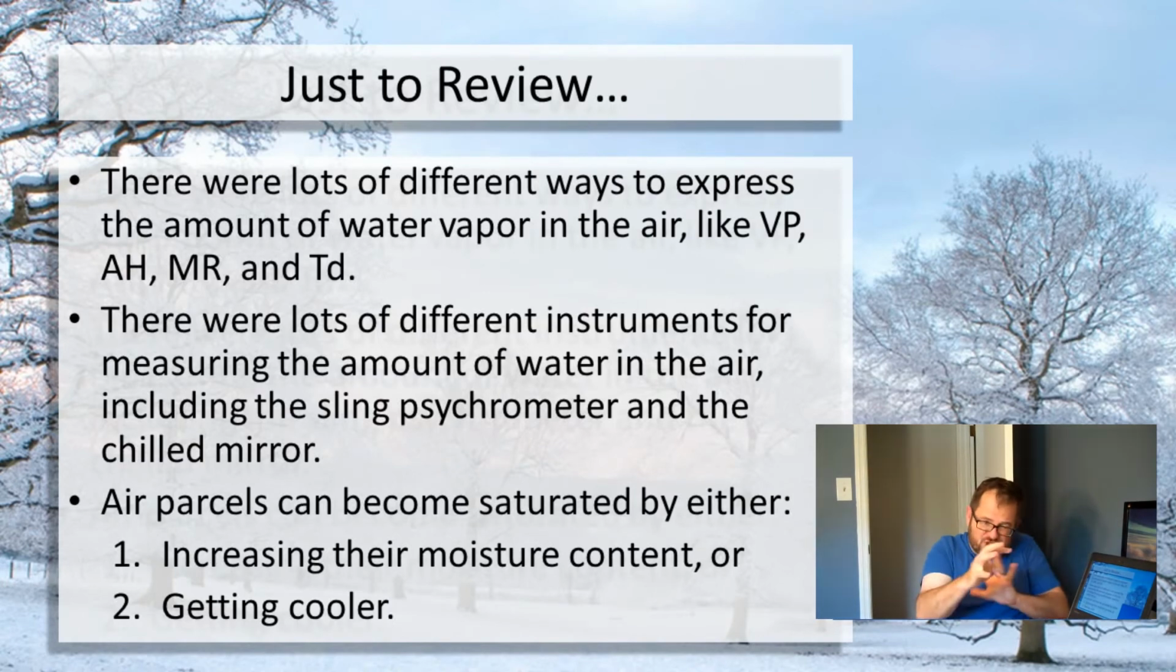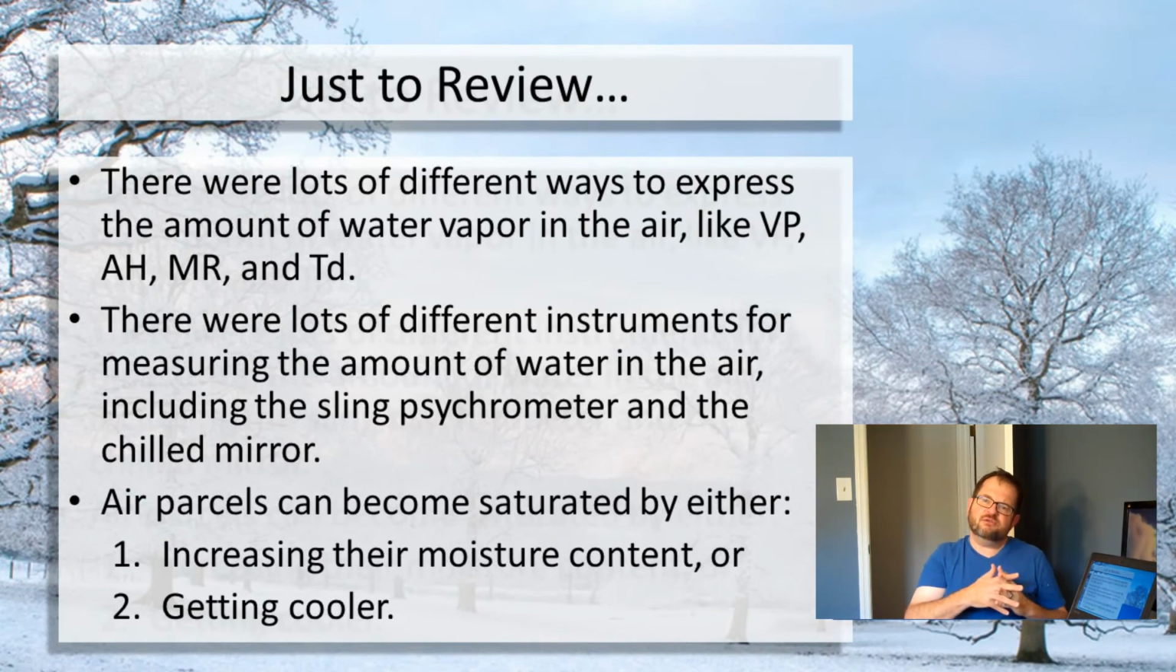Now, just to review, originally we were going to have all the stuff about how we get clouds and how we get condensation and all that. No, we moved that to a later lecture. But in this lecture, what we reviewed is that there are a whole lot of different ways to express the amount of water vapor that's actually in the air, like vapor pressure, absolute humidity, mixing ratio, or dew point. All of those depend on the amount of water vapor actually in the air at the present time. There were also lots of different instruments for measuring it. We focused on the chilled mirror hydrometer and the sling psychrometer, but you'll find other examples in your book as well.